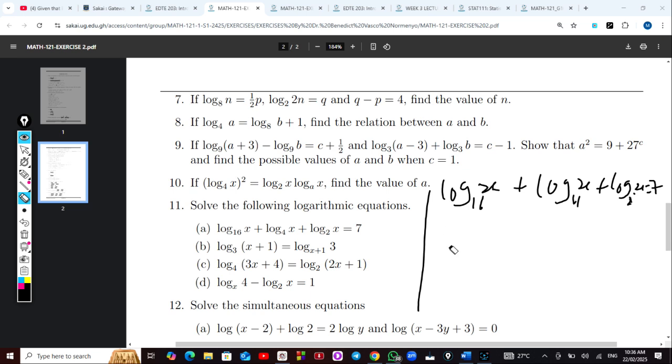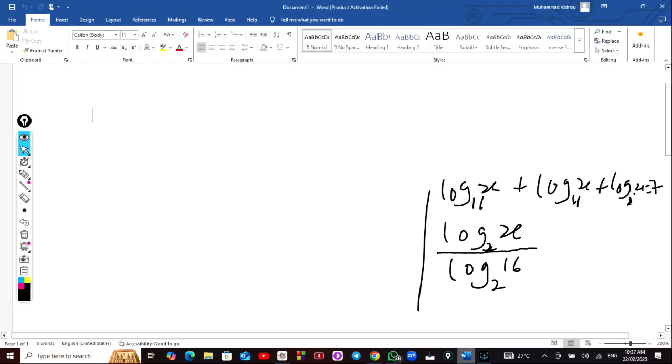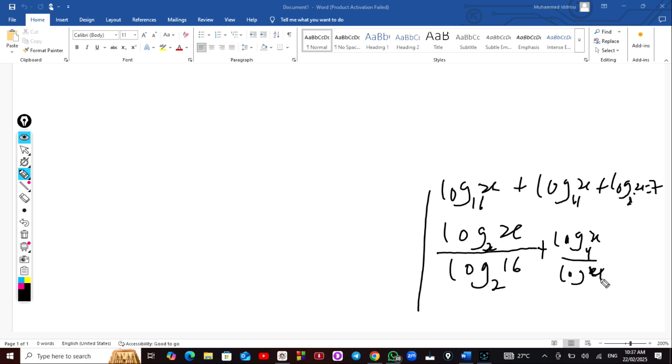Okay, so we are changing logarithm of x to the base 16 to base 2. So we have logarithm of x base 2 over logarithm of 16 base 2 plus logarithm of x base 4 over logarithm of 4 base 2 plus logarithm of x base 2. We don't need to change this because it is already in base 2. Is equal to 7.